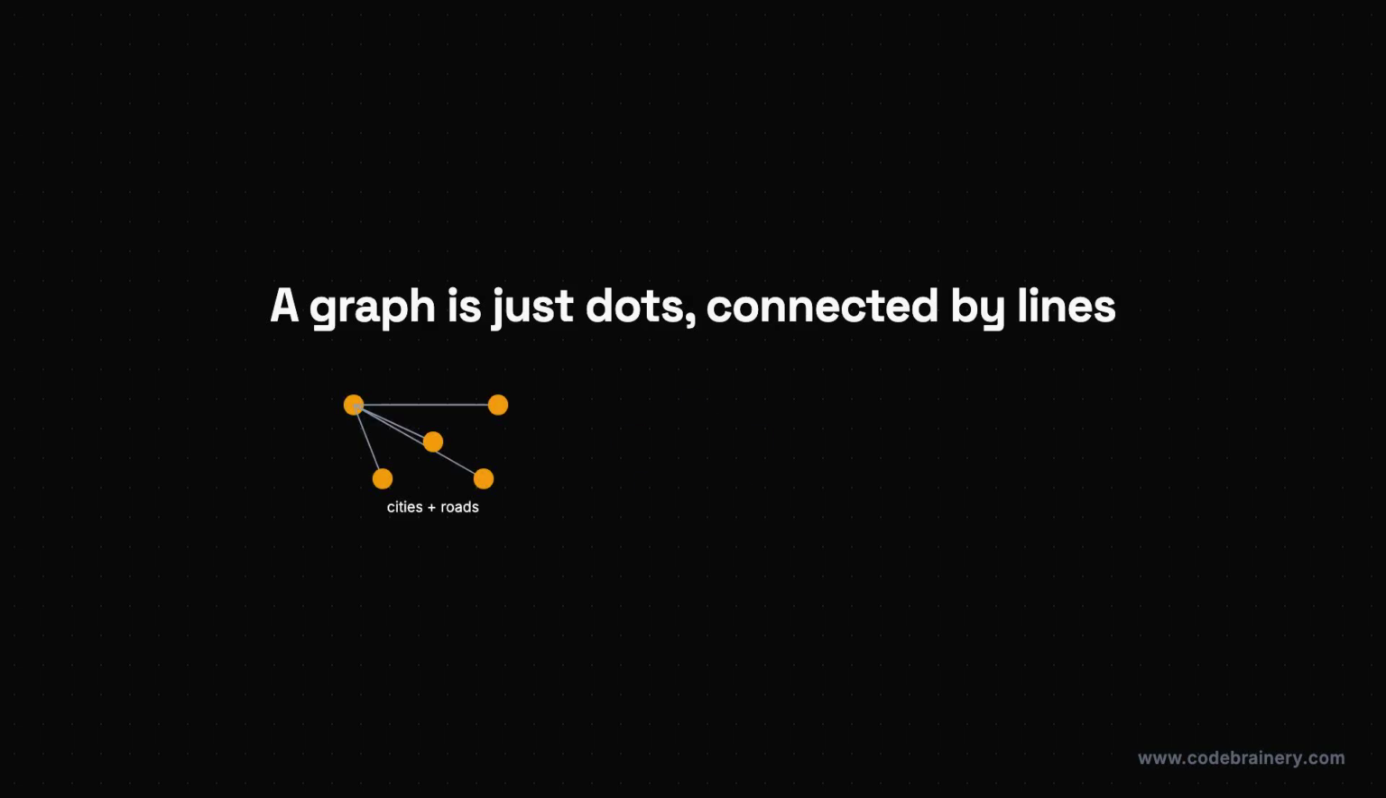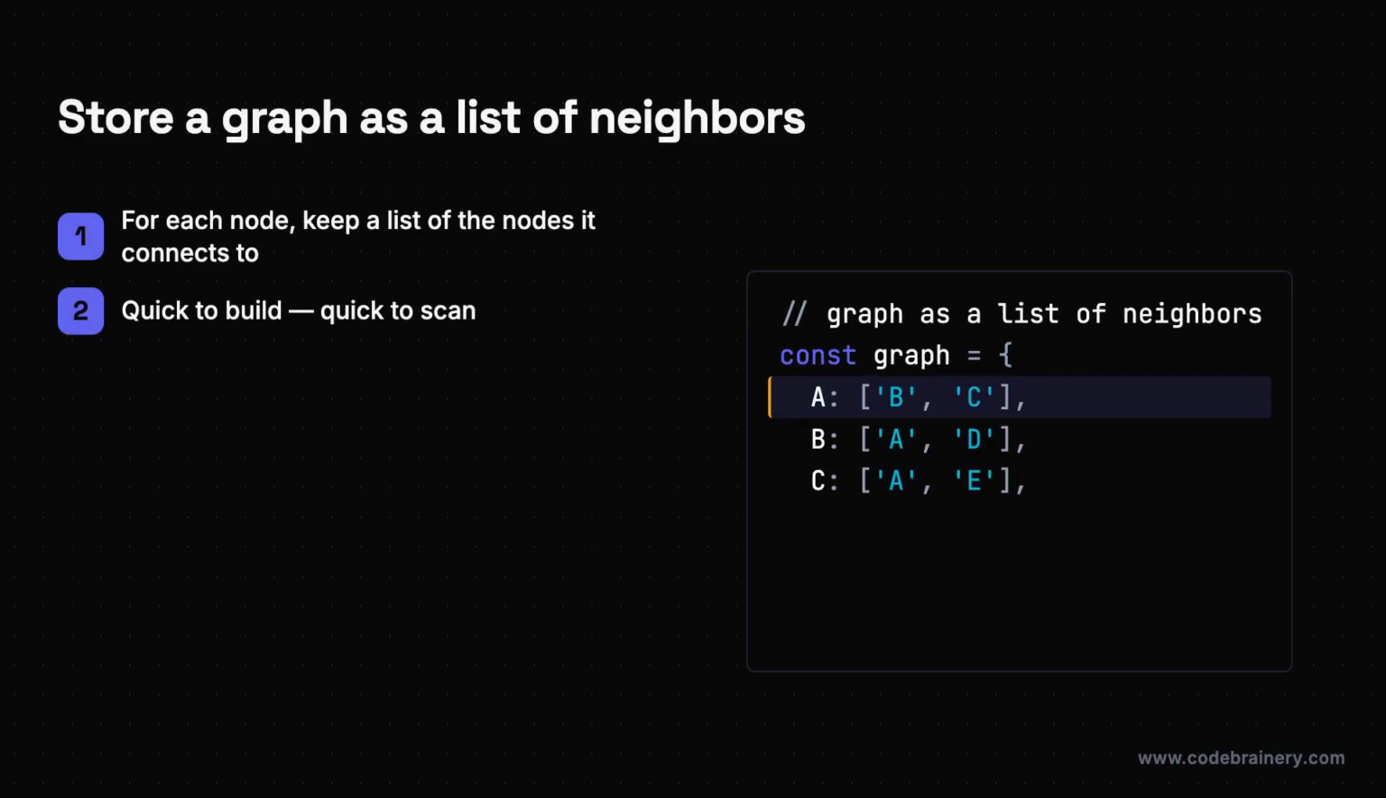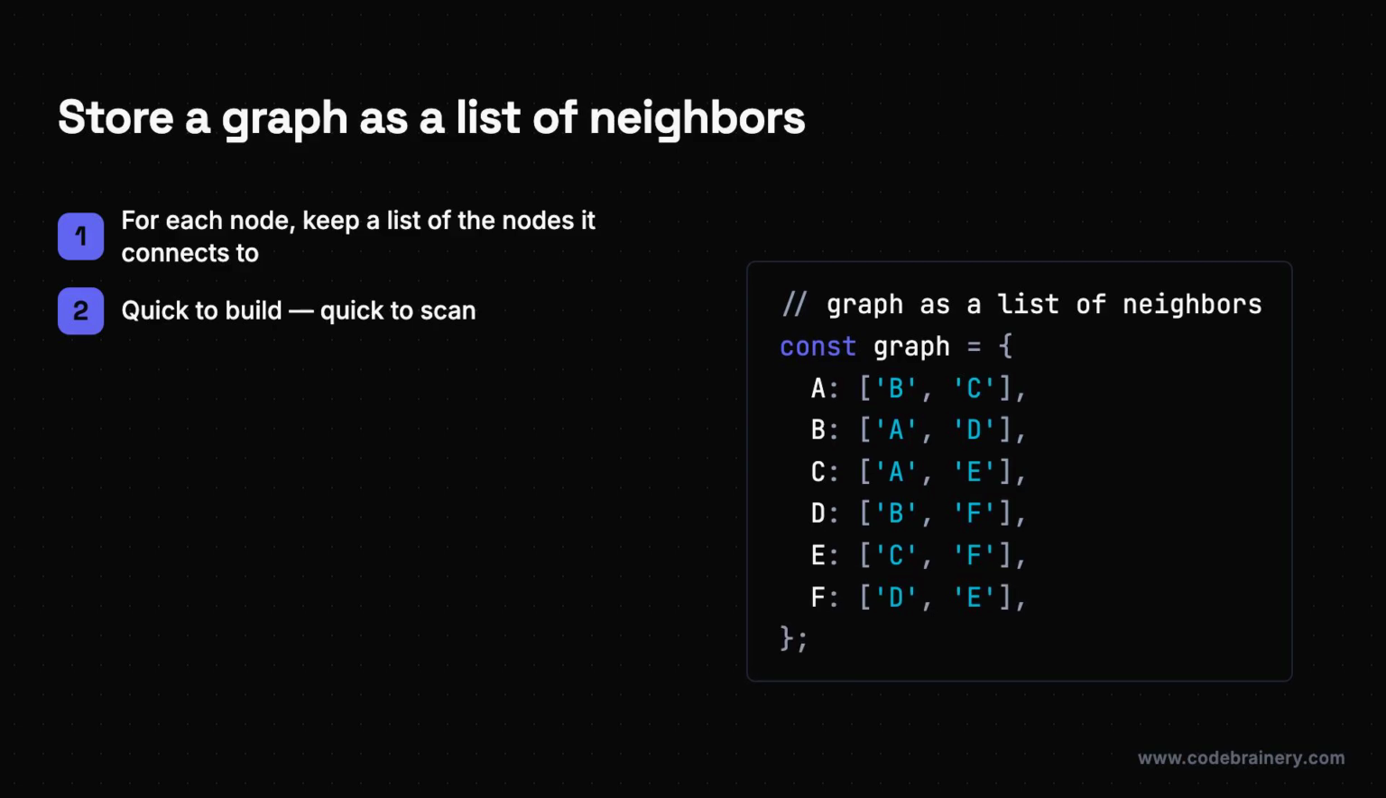A graph is just dots, connected by lines. Cities, linked by roads. Friends, on a social network. Web pages, linked together. Once you see it, graphs really are everywhere. In code, we usually store a graph as a list of neighbors. For each node, we keep a list of the other nodes it connects to. Quick to build, quick to scan.